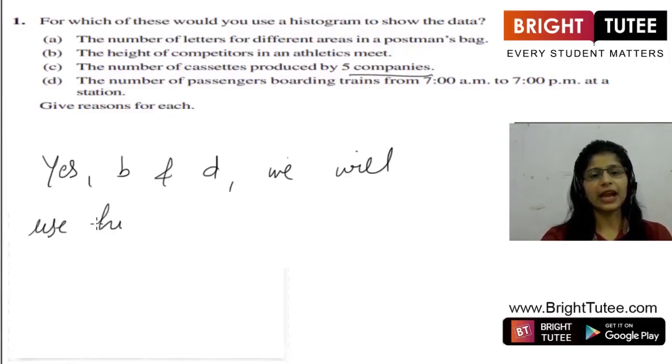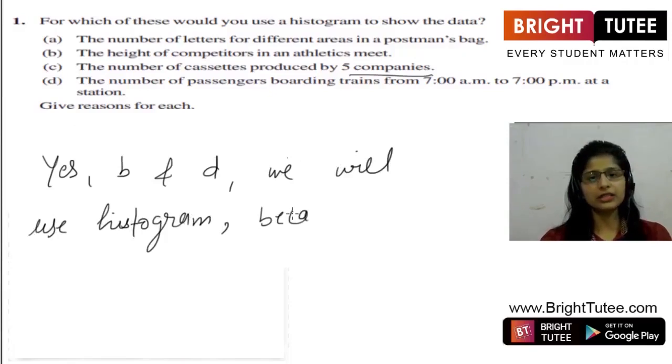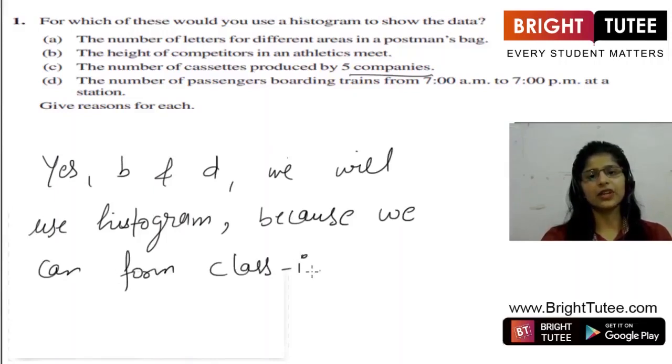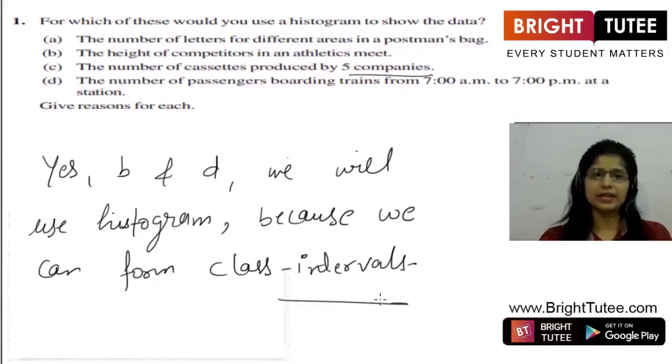And the reason that you are going to write is, because we can form class intervals in these two parts. In the other two parts, A and C, we are unable to form class intervals, so we can't use a histogram in those. So it is a very simple question, but it makes you focus on the main property of a histogram, that it uses class intervals. Clear?